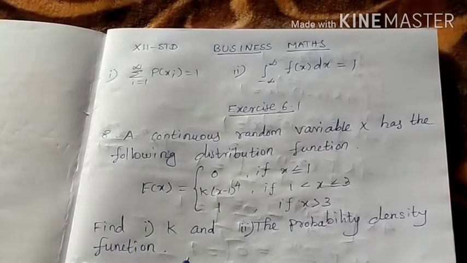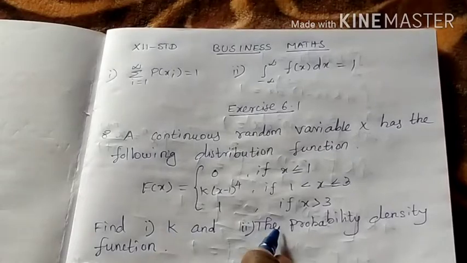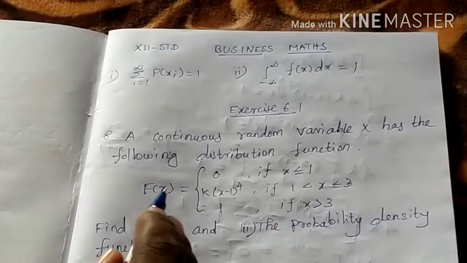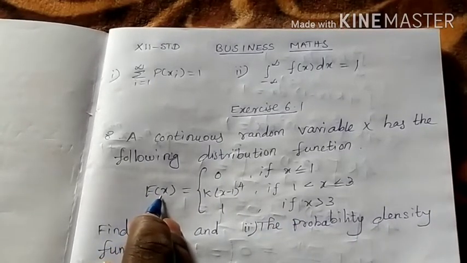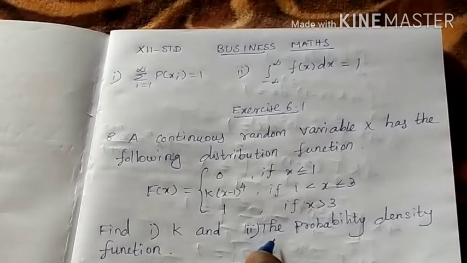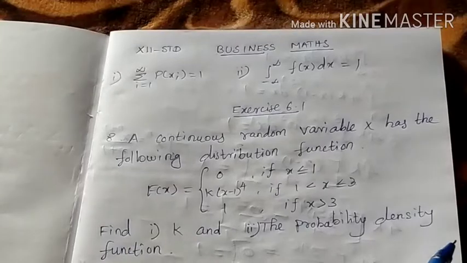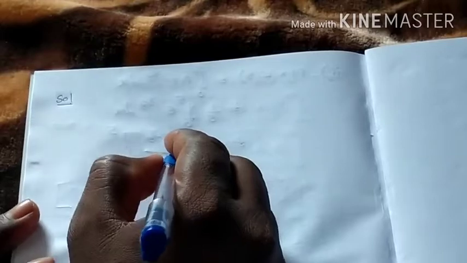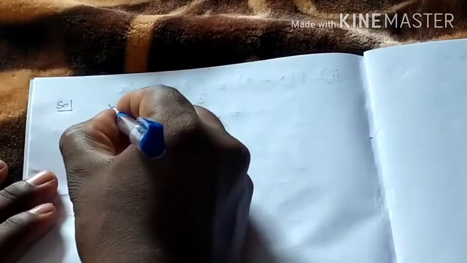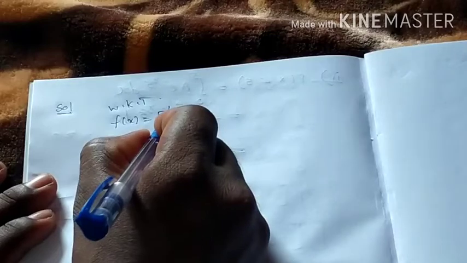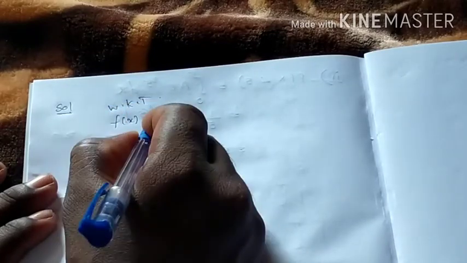This is your given question. First find the value of k, then the probability density function. The probability density function is small f of x, but here capital F of x is given. We already know the result: small f of x equals the first derivative of capital F of x. The solution: we know that small f of x equals capital F dash of x. This is your condition from the continuous random variable.